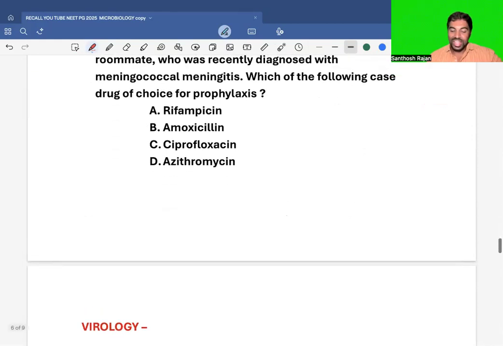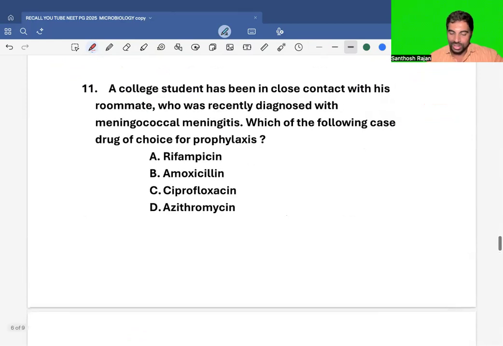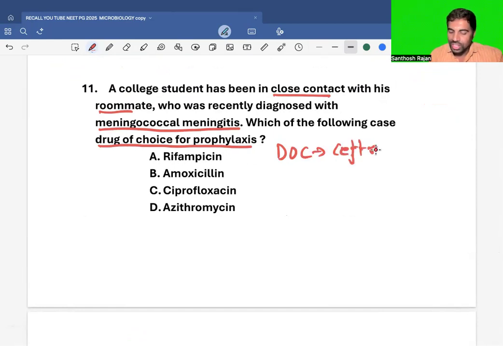Now, next question, again more related to this only, prophylaxis. A college student has been in close contact with a roommate who was recently diagnosed with meningococcal meningitis. The carriers are always in the throat, they carry Neisseria meningitidis in the throat. So what is the drug of choice for prophylaxis? Usually the main drug of choice for treatment is ceftriaxone. I repeatedly told this. Ceftriaxone is the treatment for both Neisseria gonorrhoeae and meningitis, and also for typhoid fever. Even for prophylaxis it is ceftriaxone, but here it's not given.